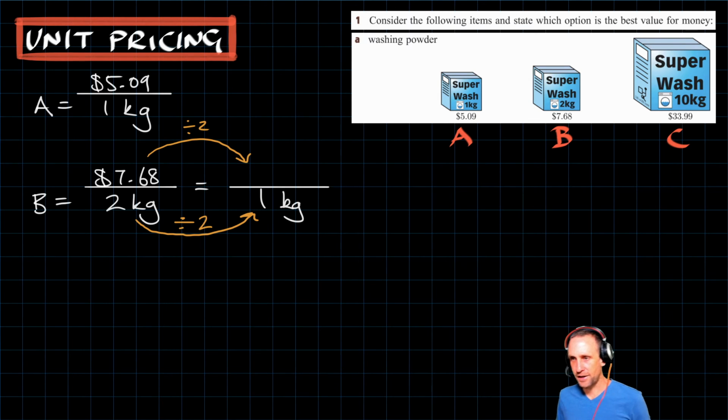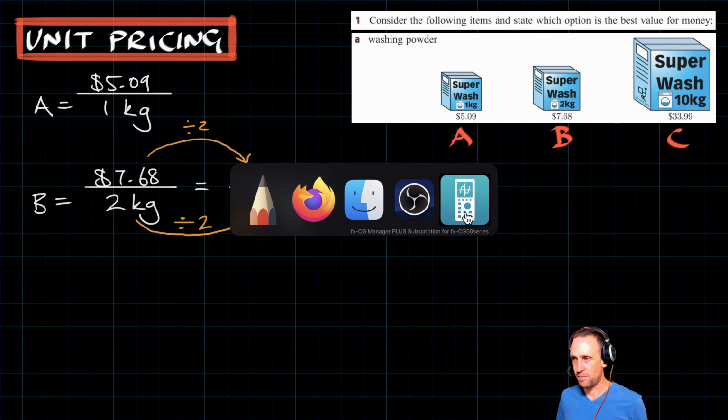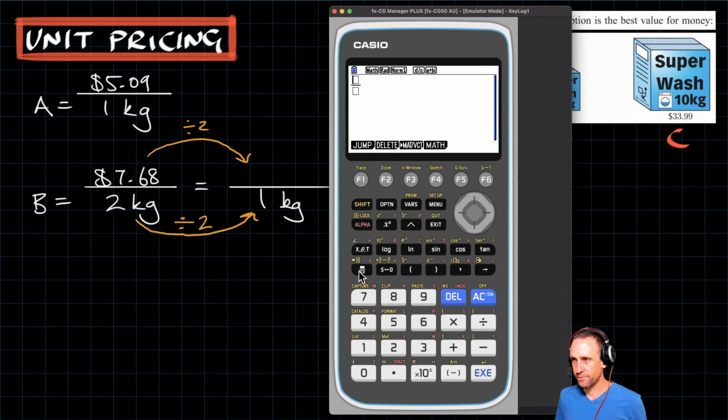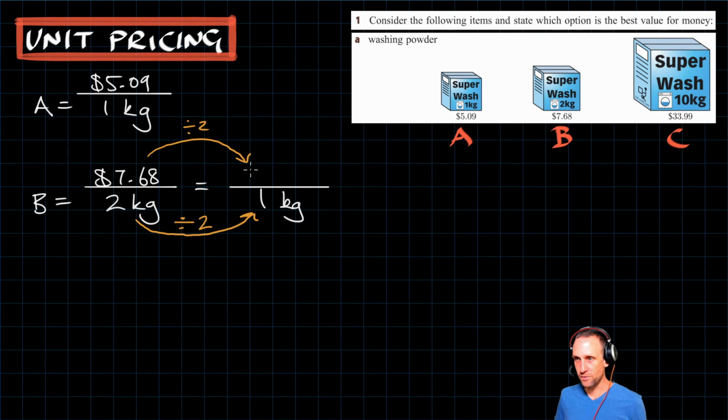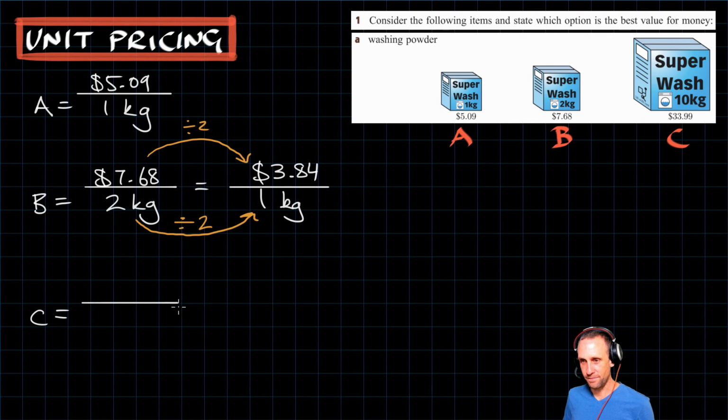Now, it is a calculator allowed one, so I might do this on my calculator. I've got a pretty fancy one here. $7.68 divided by 2 gives us an answer here of $3.84. Okay, so hopefully that's what you got for number B here, and it's looking like B already is better value than A.